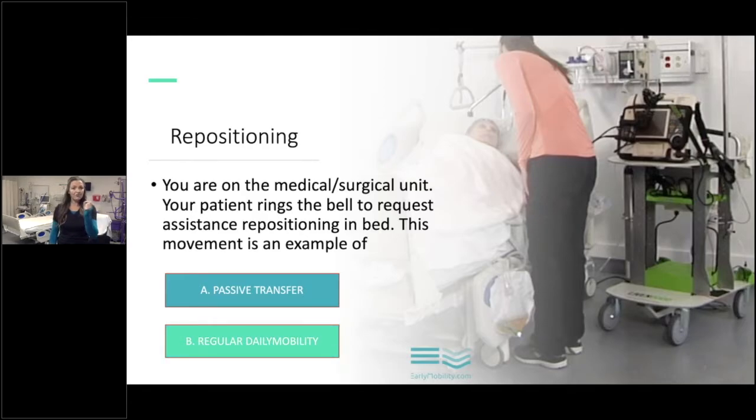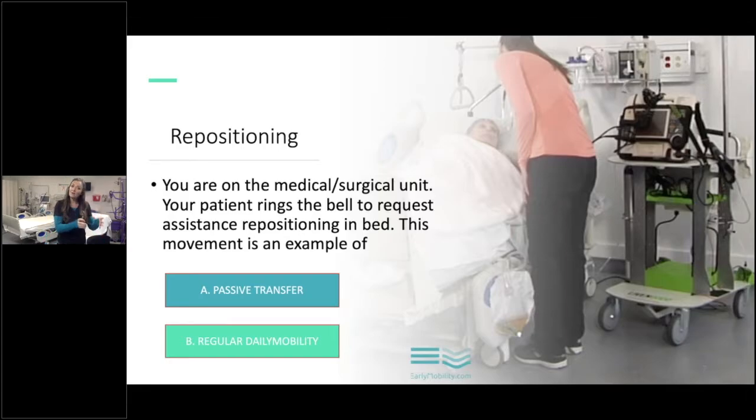The answer is actually regular daily mobility. Many of you may have said passive transfer because so often we do perform this passively for a patient. But moving themselves around in bed requires a patient to use their core muscles, to push with their legs, to move their arms, maybe to roll onto their sides. It's a great way for them to move themselves and use their own muscles.